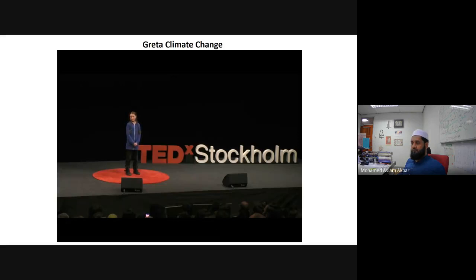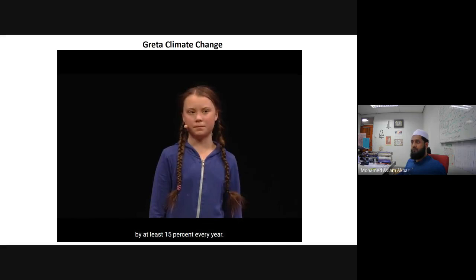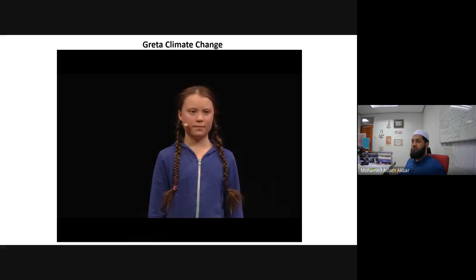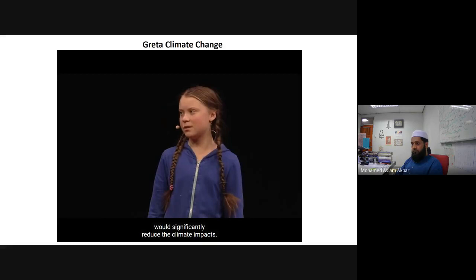Rich countries like Sweden need to start reducing emissions by at least 15% every year. And that is so that we can stay below a 2-degree warming target. Yet, as the IPCC have recently demonstrated, aiming instead for 1.5 degrees Celsius would significantly reduce the climate impacts. But we can only imagine what that means for reducing emissions.